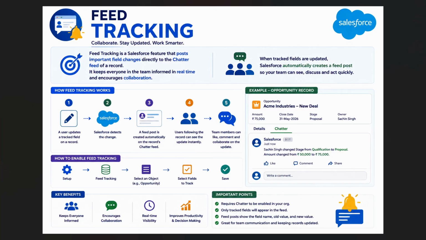This allows team members to quickly see updates and collaborate around a record. For example, opportunity stage changed from qualification to proposal. Now everyone following that record can immediately see the update in the feed.